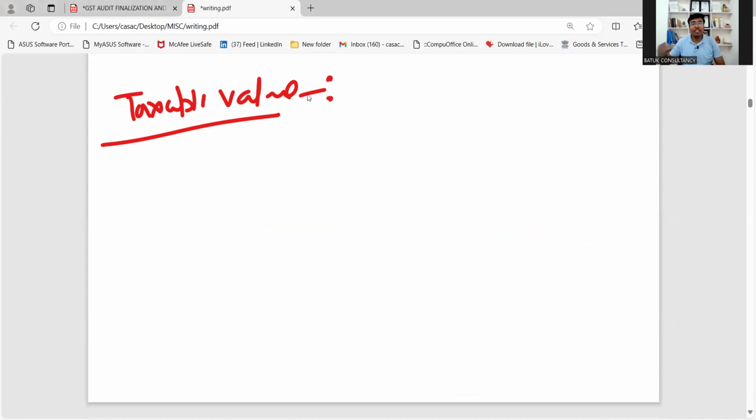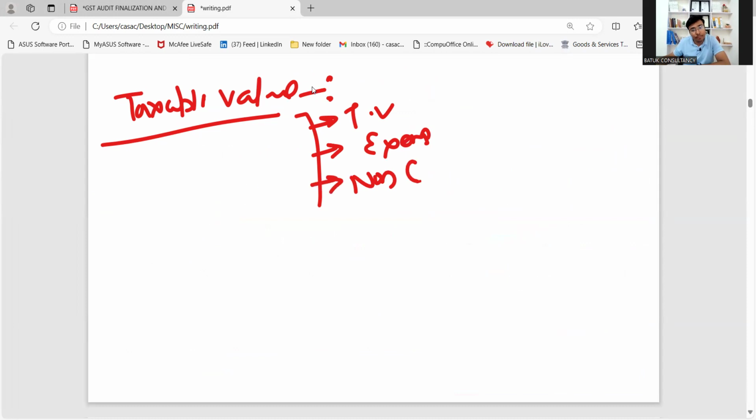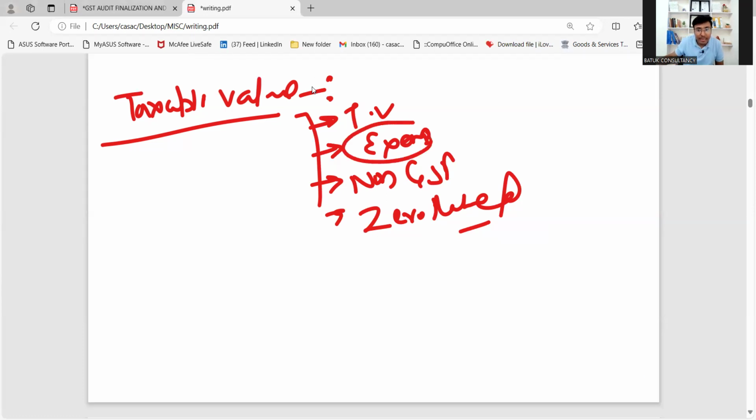You need to carefully check the taxable value component, that is the bifurcation in the taxable, in the exempted, in the non-GST, in the zero rated. Many times you will find out in this particular classification that certain exempted supply related sales is transferred to zero rated supply.